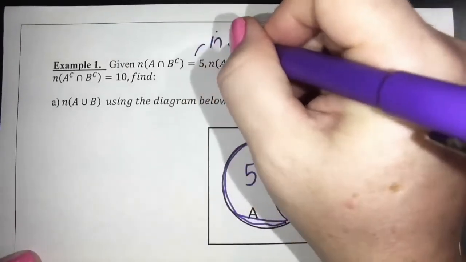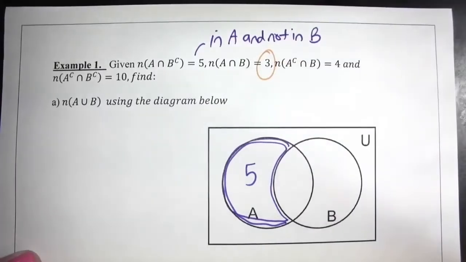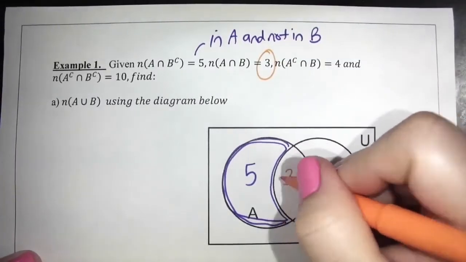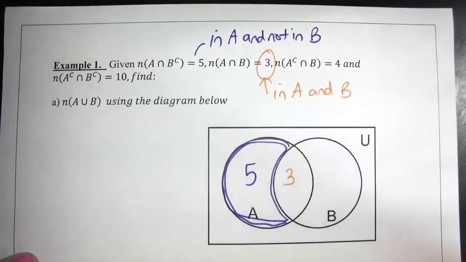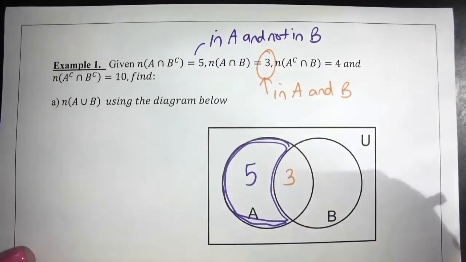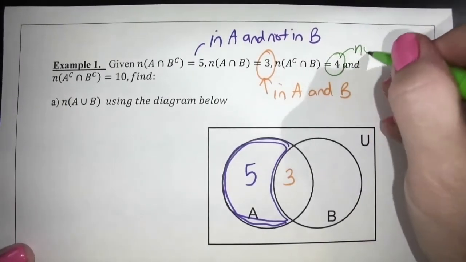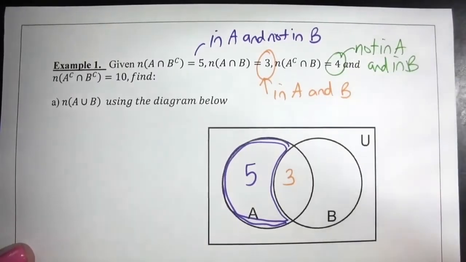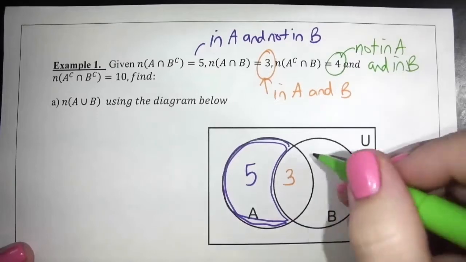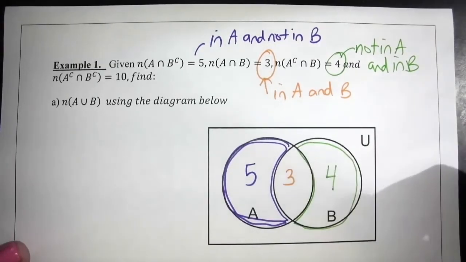Well, this 5 is in A and not in B. But the 3 is in the middle. This is in A and B. And where would the 4 go? Well, it says A complement and B. So that means not in A and it's in B. So in other words, in B and not A. So that's this sort of moon shaped here.